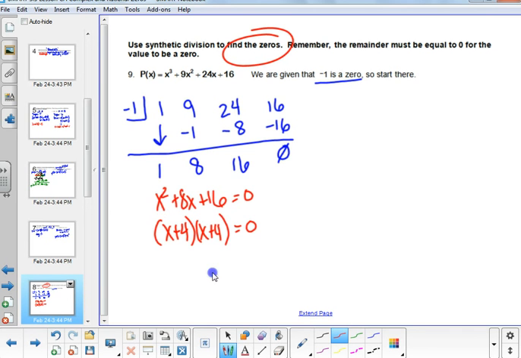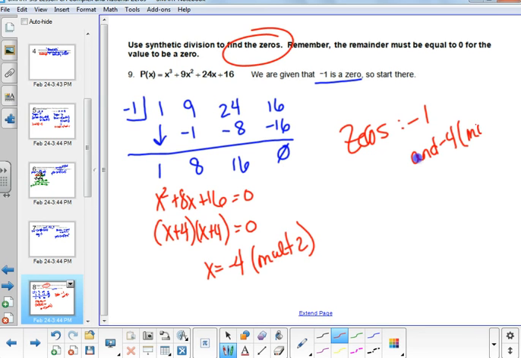And it factors nicely. So the solution of -4 shows up twice, so make sure you note that it has multiplicity of 2, and that's all they wanted. So the zeros are -1 and -4 of multiplicity 2. Now if they asked me which of these zeros are x-intercepts, only the -1 is an x-intercept because it has an odd multiplicity. -4 would be a bouncer.